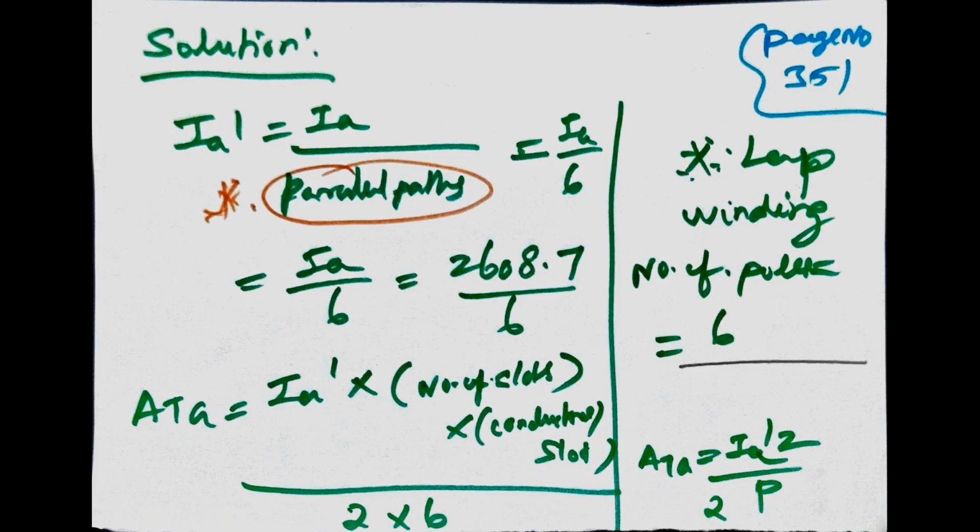Continuation of solution of design of interpoles. IA dash is equal to IA divided by parallel paths, that is IA divided by 6, where 6 is the number of poles, proportional to the number of parallel paths. That is 2608.7 divided by 6. ATA is equal to IA dash into number of slots into conductors per slot divided by 2 into 6. ATA is equal to IA dash divided by 2P.